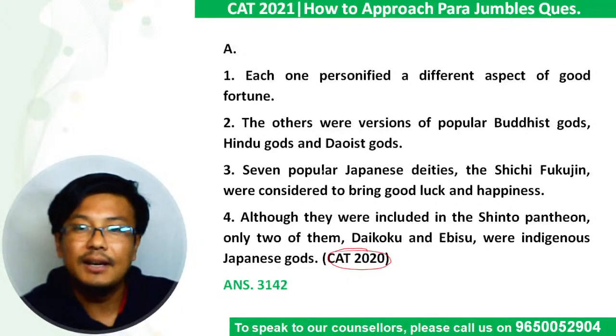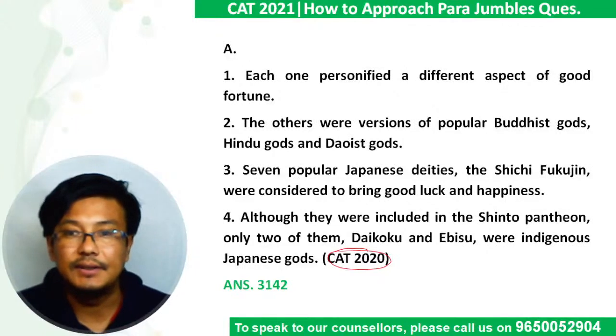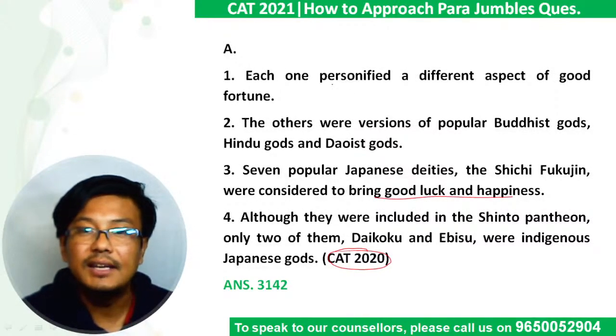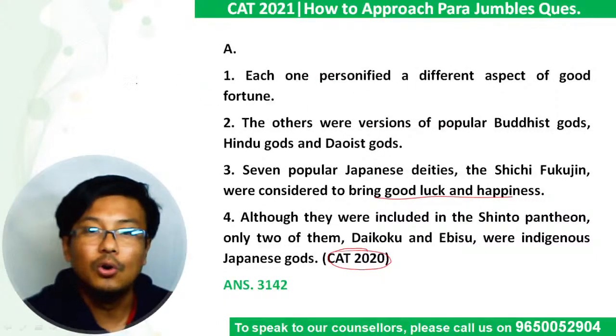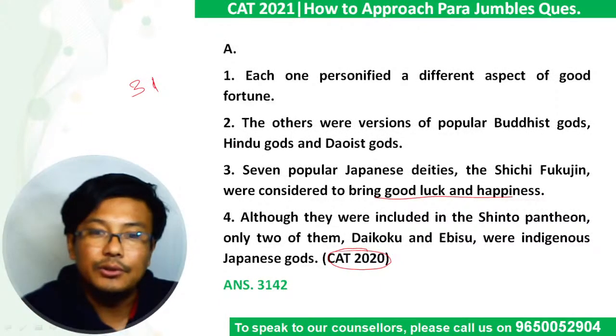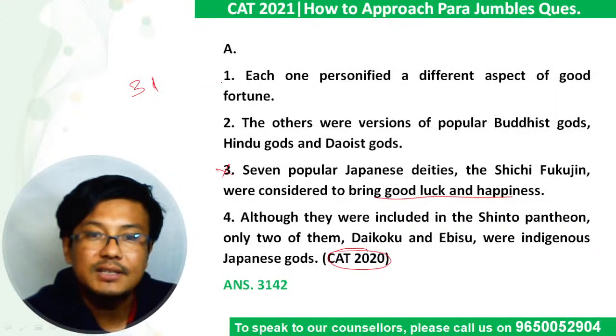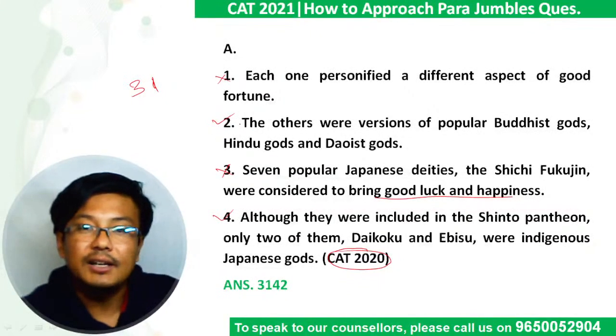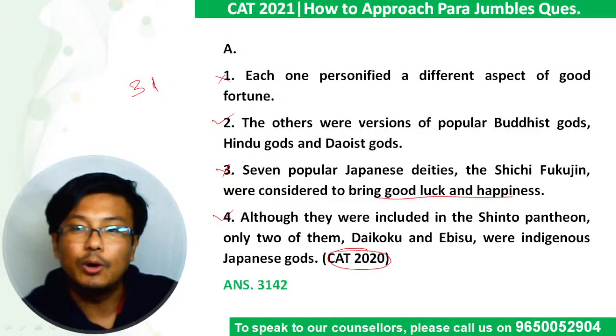See, several deities were considered to bring good luck and happiness. Okay, right? And it's about good luck and happiness. So obviously, each one personified a different aspect of good fortune. So good fortune, 3-1 is definitely linked. Now what is left is, see, you are through with 3 and 1. Now what is left is sentence 2 and sentence 4. Now, if you look at it very carefully, if you write 2, the others were versions of popular Buddhist gods, Hindu gods and Taoist gods.